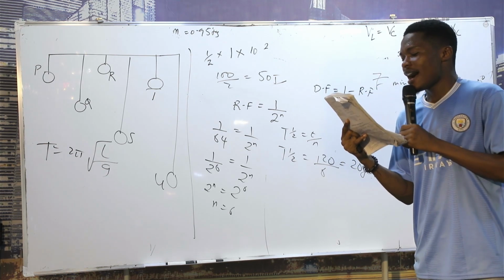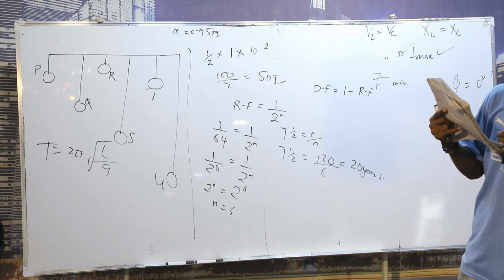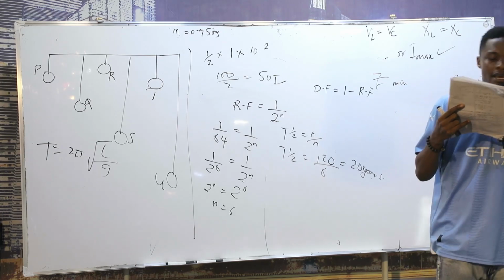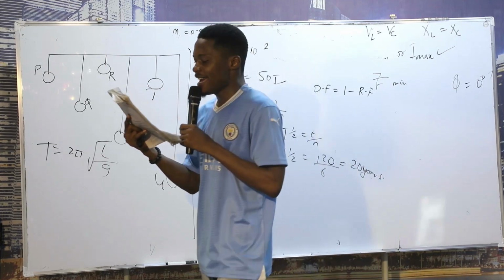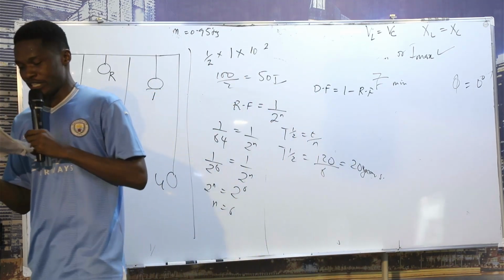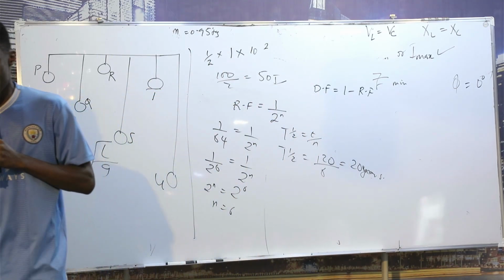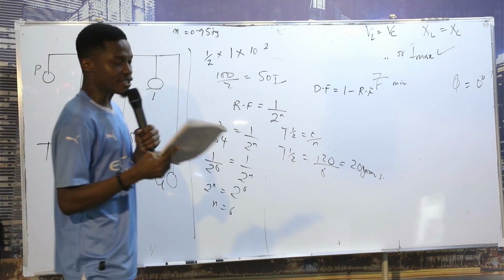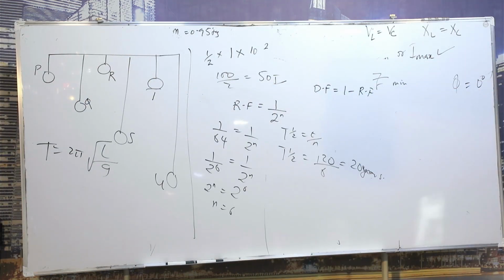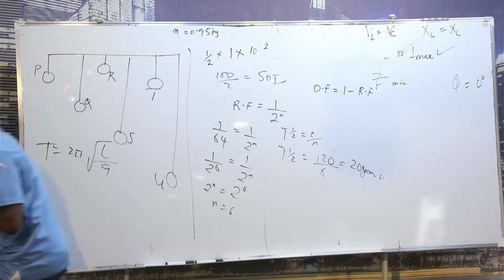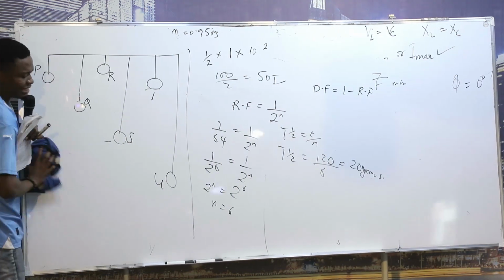A, no charge and zero potential. B, a positive charge and zero potential. C, a negative charge and positive potential. D, a negative charge and a negative potential. What is the answer? Listen up, let's analyze that. Class, which method of charging is that?